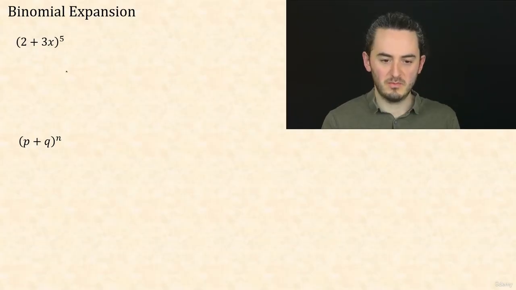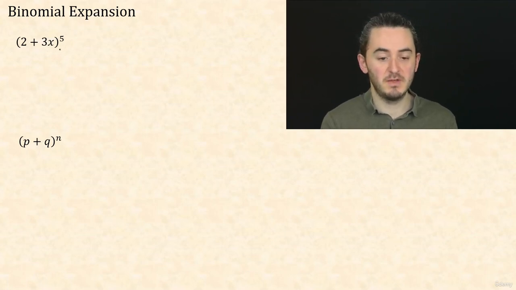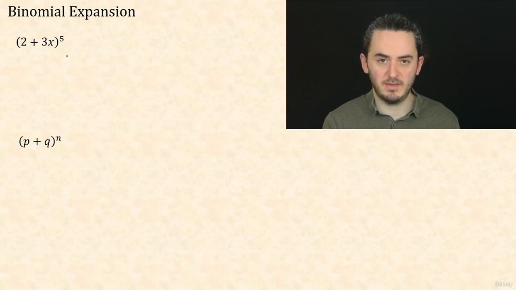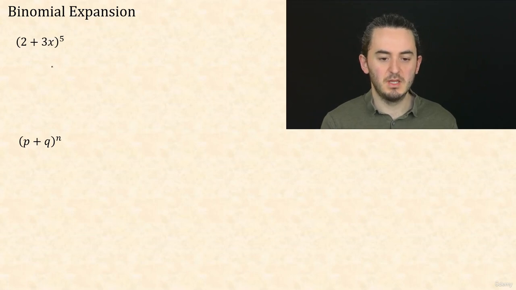Alright, let's begin with a reminder of what binomial expansion looked like from last year. Let's say we were expanding this here, 2 plus 3x to the power 5, and we were going to do it in ascending powers of x. Throughout this chapter, we're pretty much always going to be working in ascending powers of x. So let's just get the first few terms.